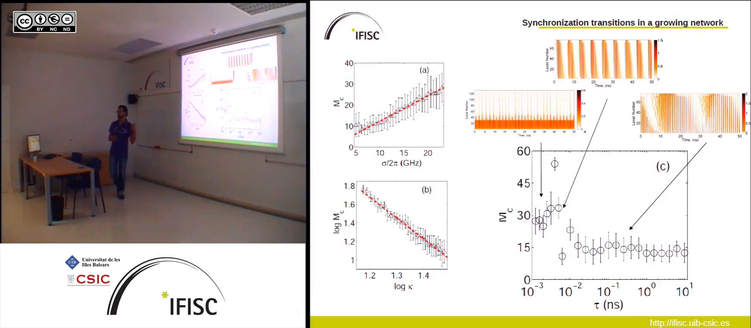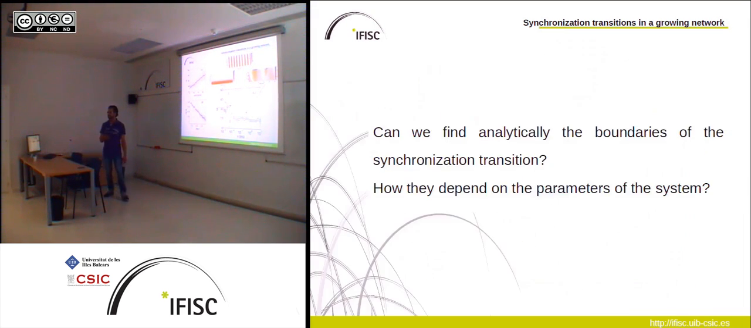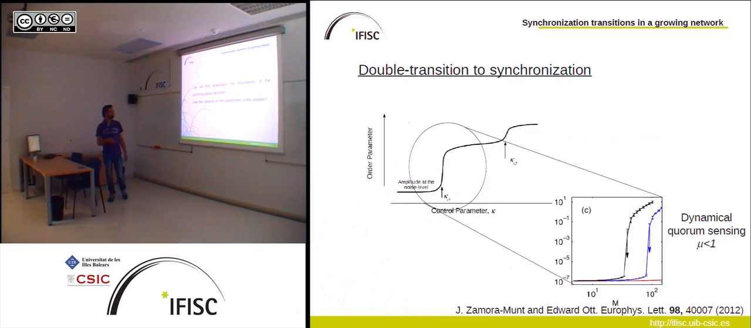In this case, the field decay rate of the laser. But inside the resonance, there is no change with respect to the critical number. There are other resonances with other internal frequencies of the laser. So the second thing we did, and I will give just a general idea of what we did, is if we can find analytically the boundaries of this synchronization transition and how they depend on the parameters of the system.